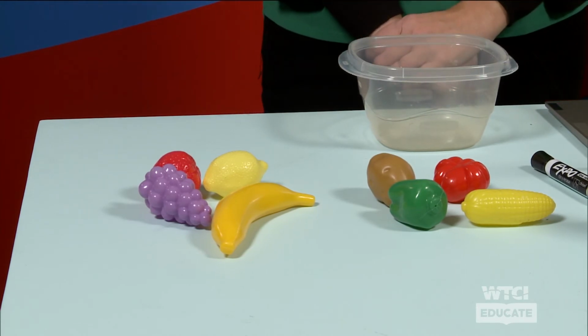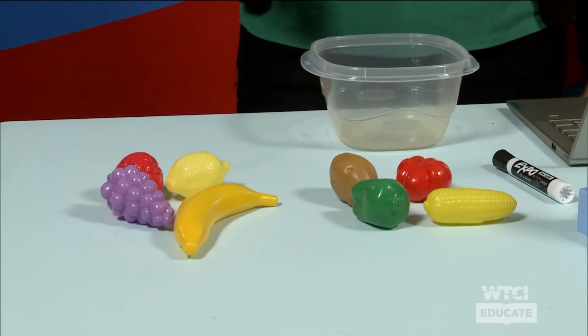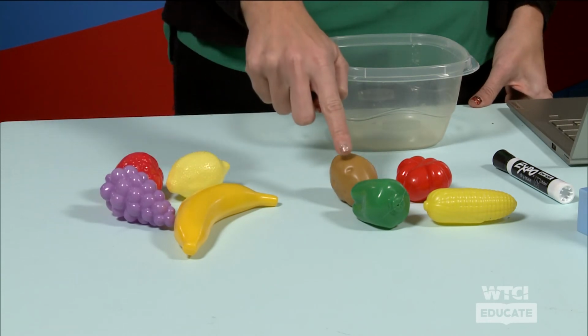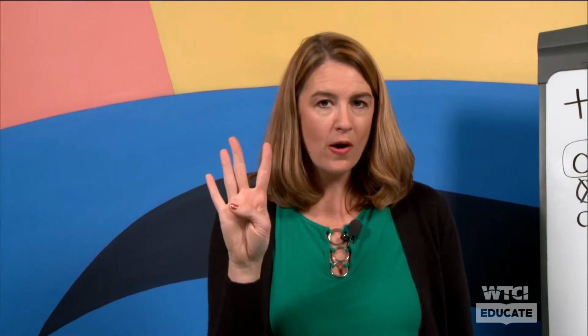Let's see if you guys can answer this one on your own, and then we'll check it together. 4 fruits plus 4 vegetables. Did you say 8? Let's count and check. 1, 2, 3, 4, 5, 6, 7, 8. 4 plus 4 is 8. That's another one of our doubles facts.